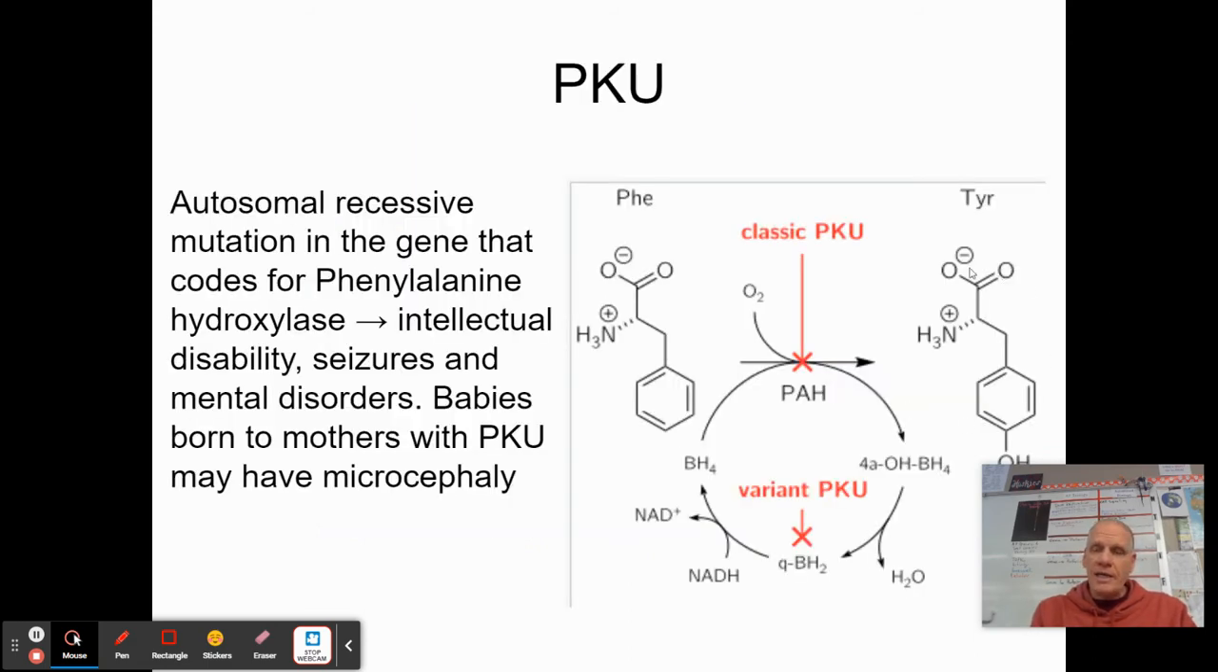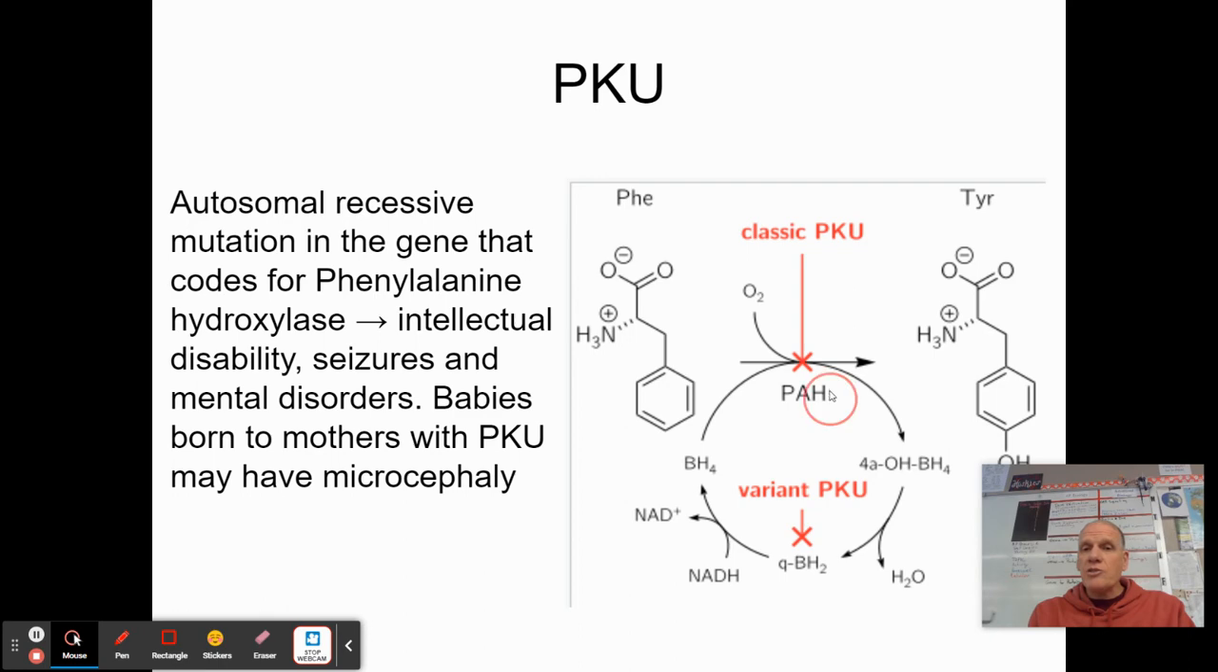So here's PKU. It is an autosomal recessive mutation in a gene that codes for phenylalanine hydroxylase. Okay, so this PAH is phenylalanine hydroxylase. What is happening? Well, that gene, phenylalanine hydroxylase, takes phenylalanine, which is an amino acid, and converts it to tyrosine, which is another amino acid.